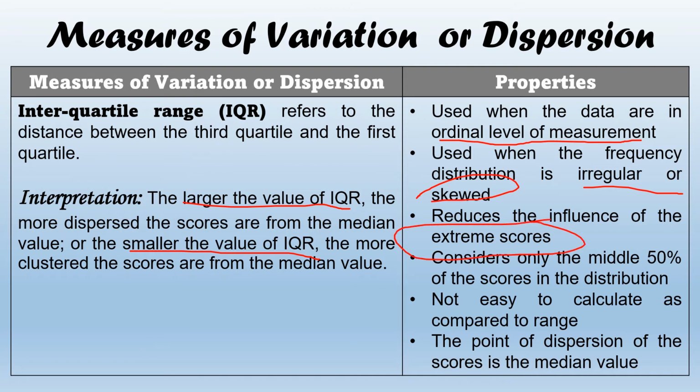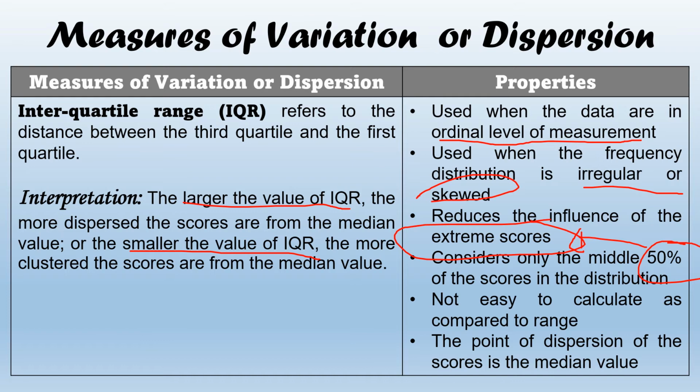Although naaapektuhan ito ng mga extreme scores, because of the nature of the IQR, it actually reduces the influence of the extreme scores. It considers only the 50% of the score distribution. I think this is the reason why this particular measure of variation or dispersion reduces the influence of extreme scores.